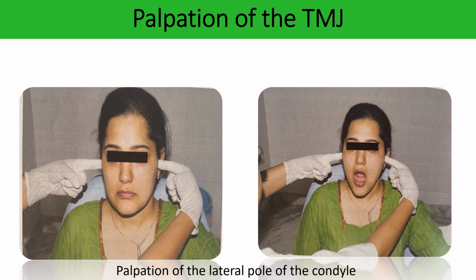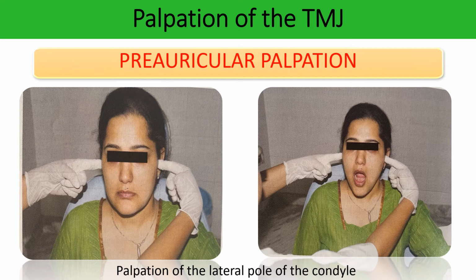The next is palpation of the temporomandibular joint. For preauricular palpation, we have to stand in front of the patient and place the index finger in the preauricular region, which is in front of the tragus of the ear. The patient is asked to open his mouth and then close it. This motion is repeated 2 to 3 times.